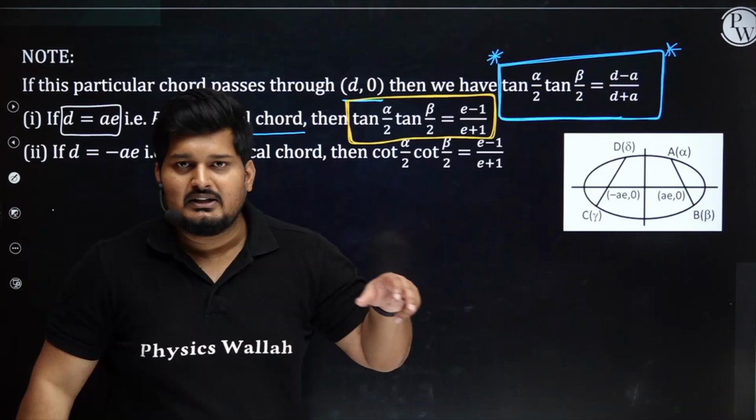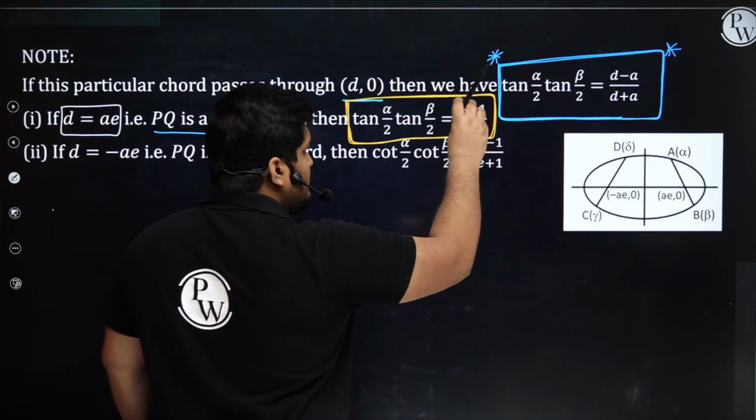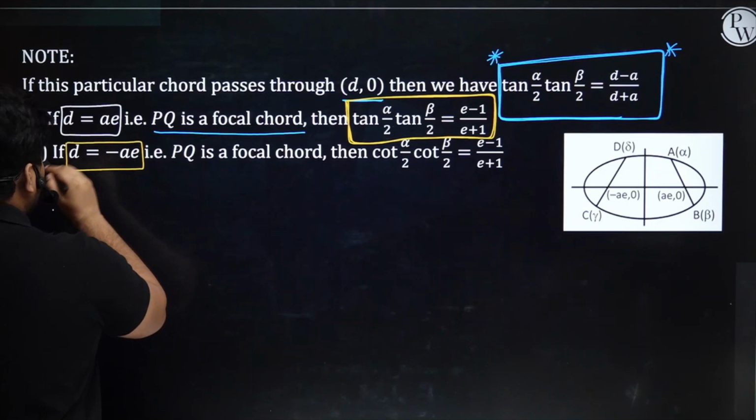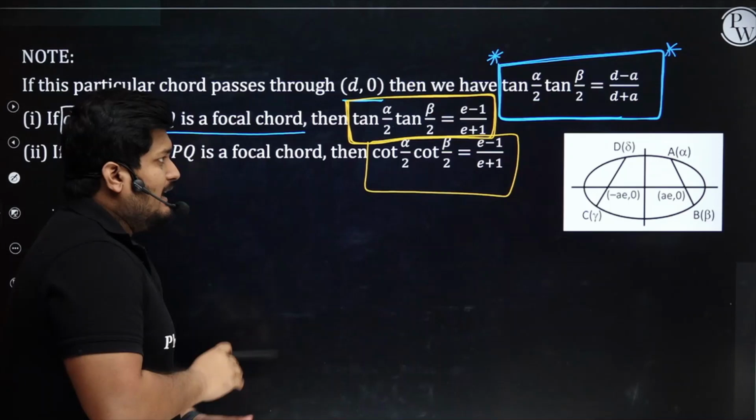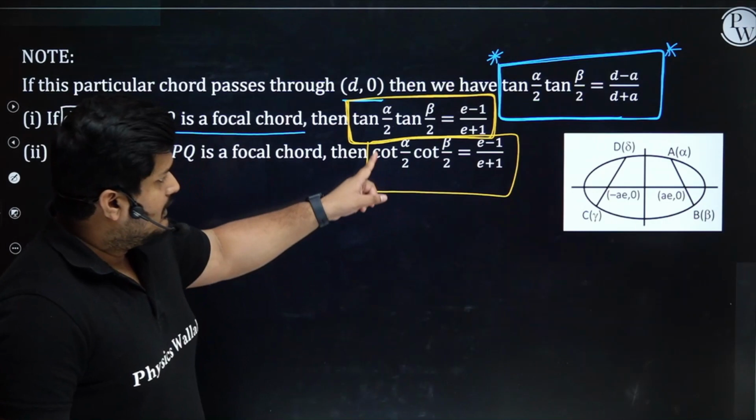The product of tan alpha by 2 and tan beta by 2 will be equal to e minus 1 divided by e plus 1. And if it is passing through d equal to minus a e, the other focus, then the eccentricity part will remain the same. Either you can remember the opposite, like cot alpha by 2 into tan beta by 2 will be e plus 1 upon e minus 1, or like this.